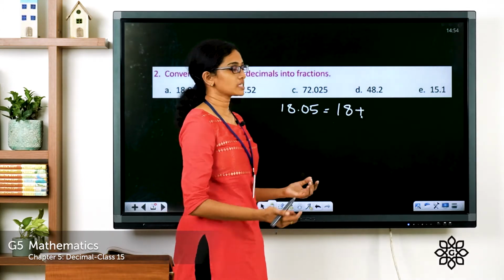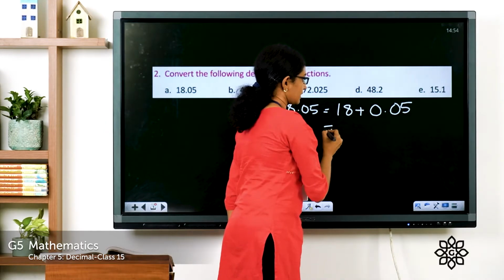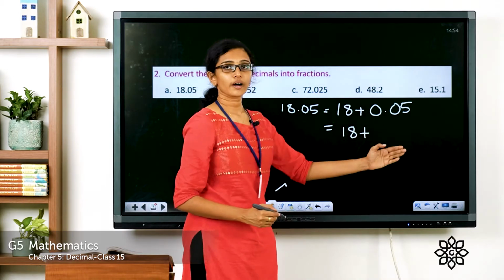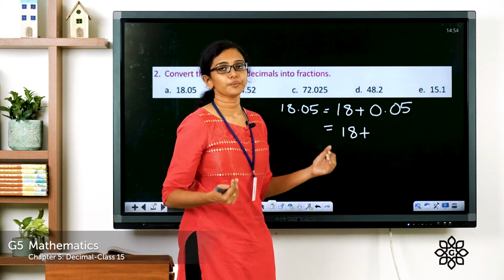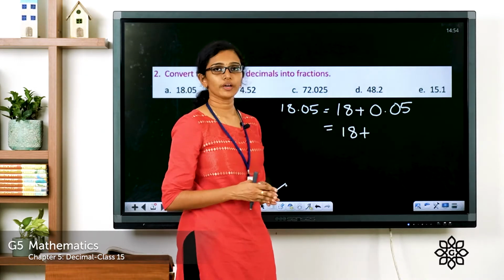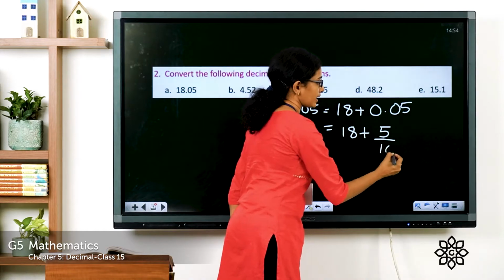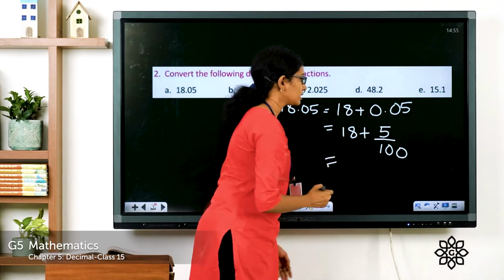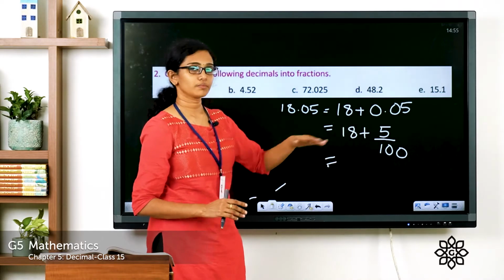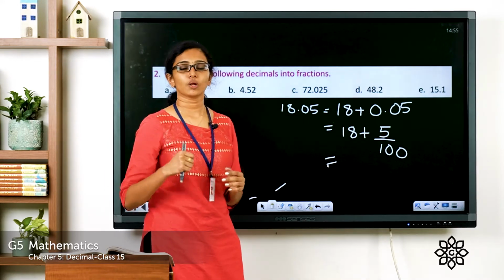to 0.05. And again, that is equal to 18 plus, what is 0.05? It is actually 5 by 100, right? 5 by 100 gives you the decimal 0.05. Now, from here, you can either calculate the LCM and proceed with the addition, or just reduce this 5 by 100 to its lowest form.